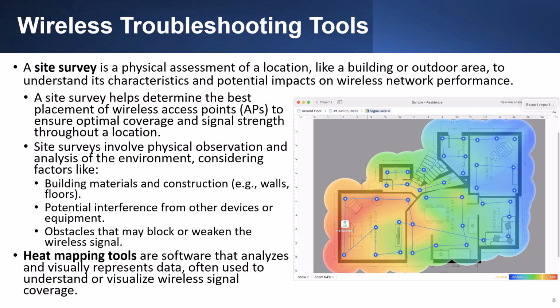Site surveys involve physical observation and analysis of the environment, considering factors like building materials and construction for walls and floors, potential interference from other devices or equipment, and obstacles that may block or weaken the wireless signals. Heat mapping tools are software that analyzes and visually represents data, often to visualize wireless signal coverage.